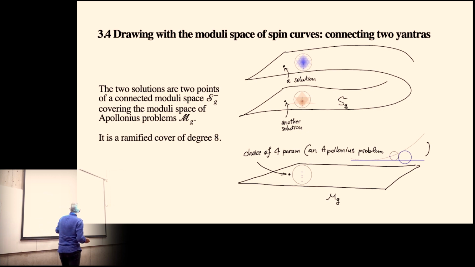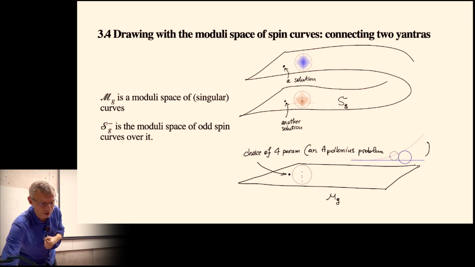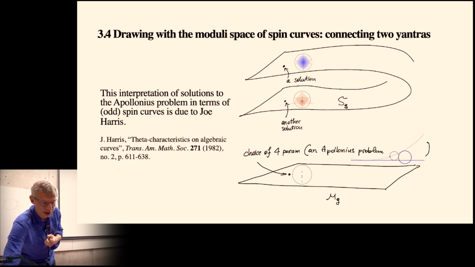One way of understanding why we found these two solutions, and in fact that by moving the one that we saw, could move in many directions, one can get to this one. So the two solutions are points of two moduli spaces. This is a ramified cover of the moduli space of curves. One is the moduli space of curves. The other is the moduli space of odd spin curves, these roots of the canonical.